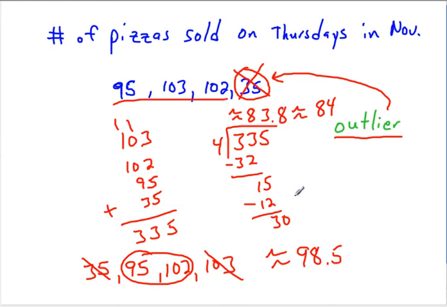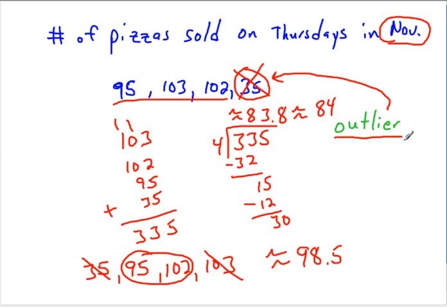Now, as a business owner, you don't want to send away customers when they come to you. So you're definitely going to want to make a little more than that. So you might think about maybe making enough dough for 105 or 110 pizzas or something like that. But I think you should definitely not take this 35 into account, because maybe you could think about this. Tell me in class tomorrow why you think maybe they only sold 35 pizzas on this Thursday.